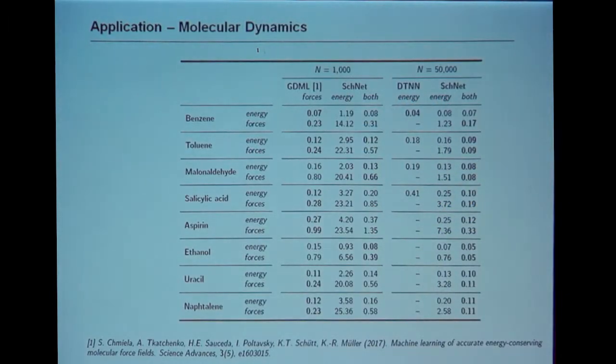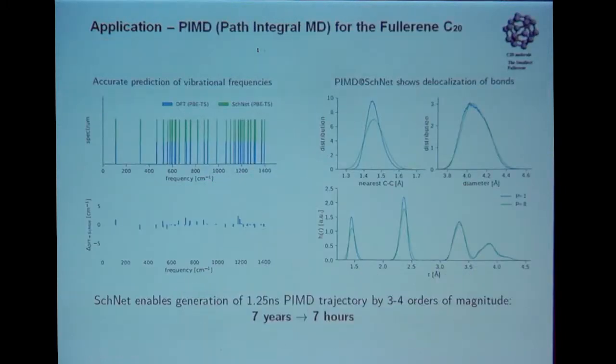Plus, we can do molecular dynamics at super high accuracy. Since we can do molecular dynamics, we can do it for some beasts called fullerenes. Okay, so that's the C20 structure. If you would do this in the conventional way, you would spend something like 7 years of computing time to get a trajectory.